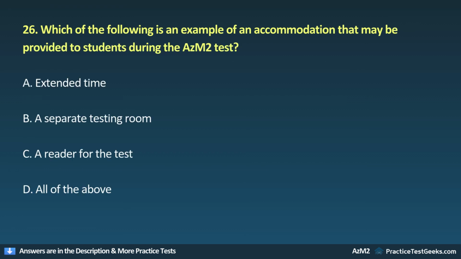26. Which of the following is an example of an accommodation that may be provided to students during the AzM2 test? A. Extended time. B. A separate testing room. C. A reader for the test. D. All of the above.